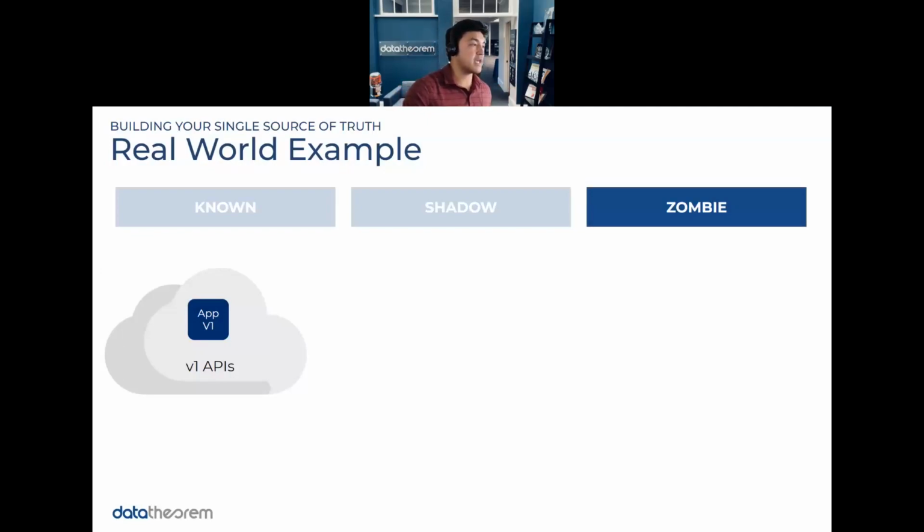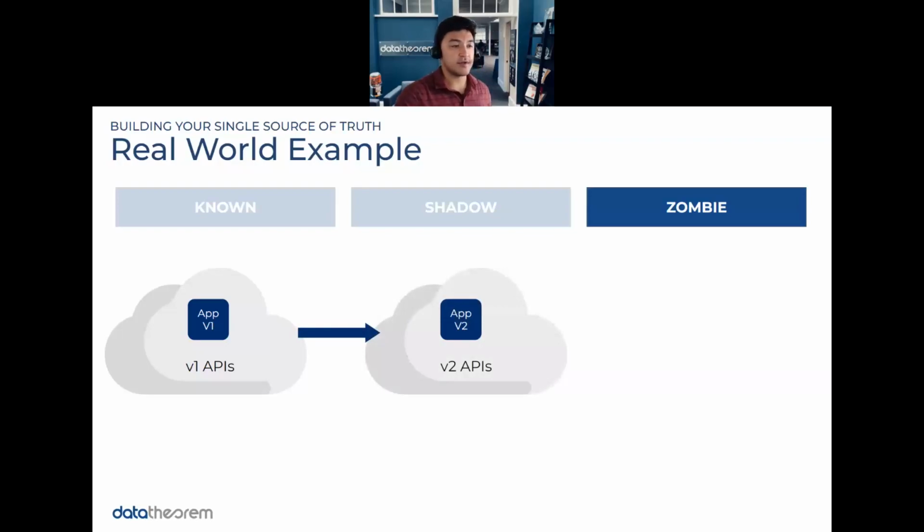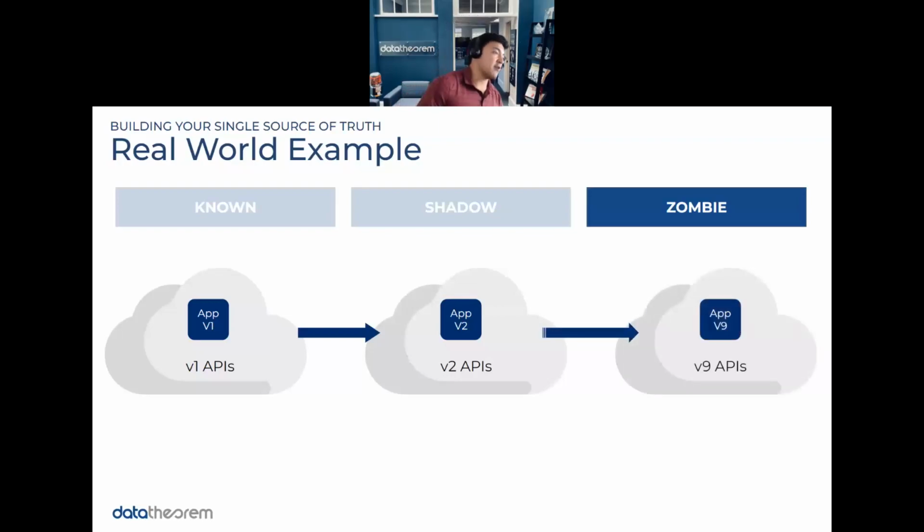And with version 1 of your application comes version 1 of your APIs. And so your application starts to mature, you come out with version 2 and version 2 of those APIs. And as your application starts to mature and mature and mature, you're now at version 9 of your application with version 9 of your APIs. Now, as you're transitioning from version 1 of your application to version 2, you're going to want to keep some of those version 1 APIs to make sure you have some of the same functionality, just to make sure you're not breaking version 2 of your application.